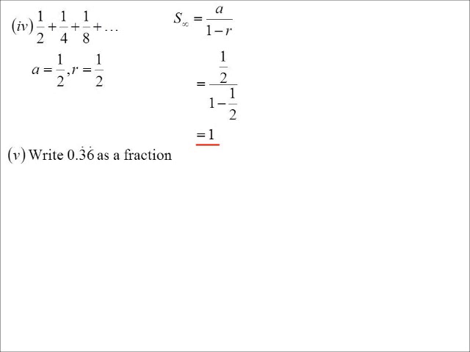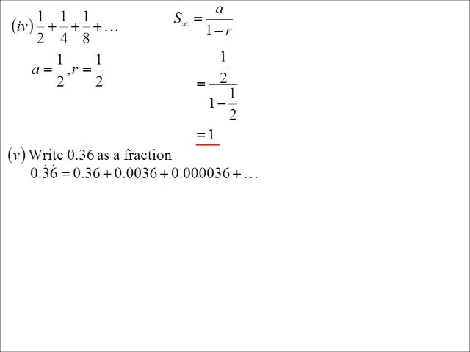Sometimes they'll say it by expressing it as an infinite series or something like that. Because remember, 0.36 repeating is an infinite series. You could write it as 0.36 plus 0.0036 plus 0.000036 plus 0.00000036 plus 0.0000000036 plus. I think you get the idea. And so what we actually have is a geometric series there.